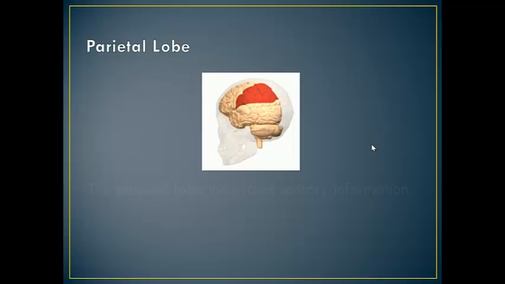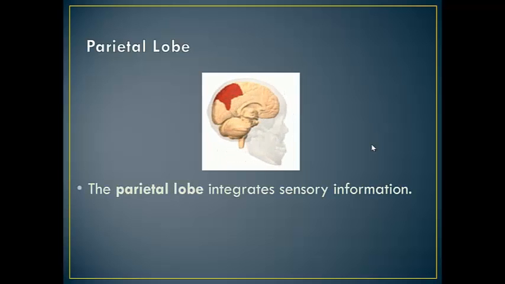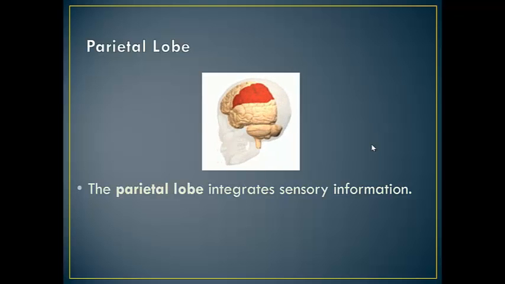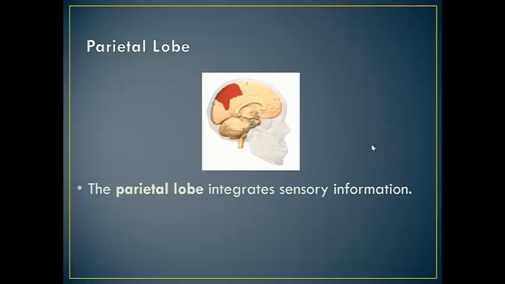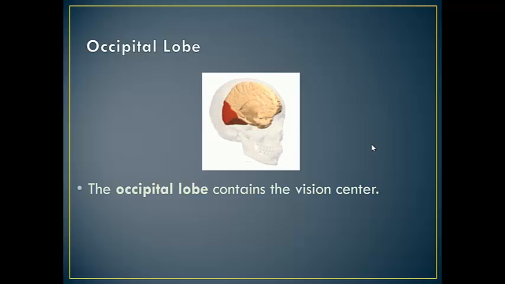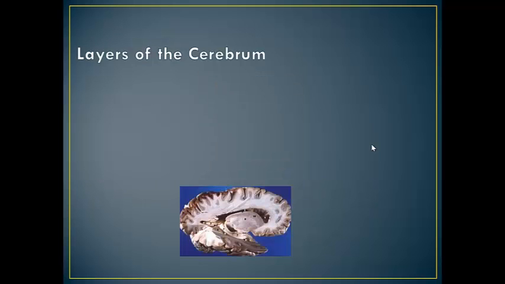The parietal lobe. Now the parietal lobe, it integrates a lot of sensory information, which again is located right there, kind of right after you hit that frontal lobe. Occipital lobe. Now the occipital lobe is at the very, very back of the head, and its job is to contain the vision center, so to kind of process what you're seeing. Now within your cerebrum you also have layers, protective layers of course, and you have two layers kind of matter.